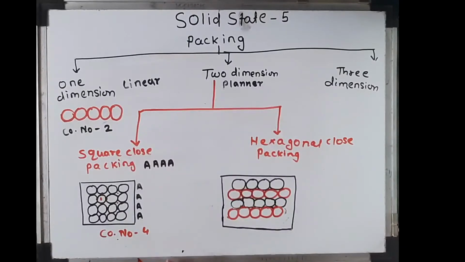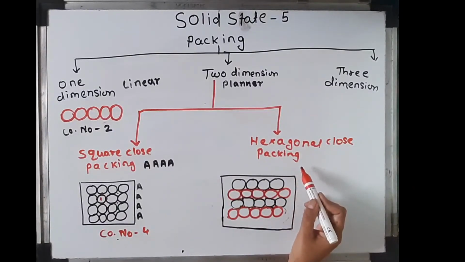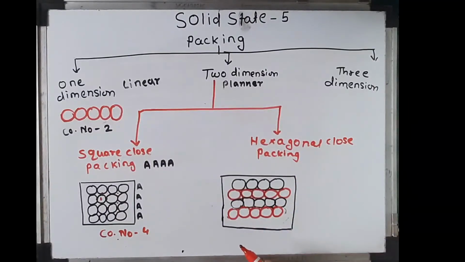Then the second type is hexagonal close packing. Close packed one-dimensional rows show that there are depressions between the neighboring spheres.